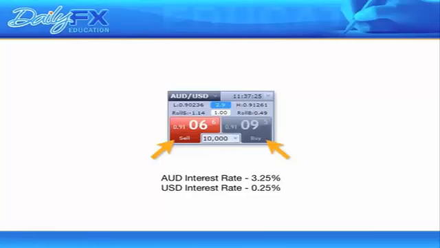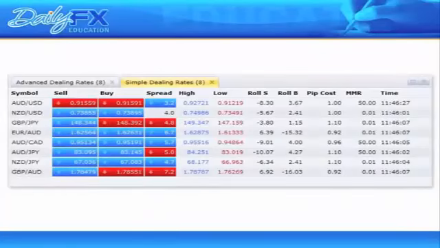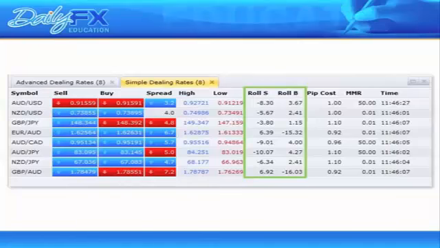In the first video, we introduced the carry trade. We explained that a carry trade was simply a trading strategy where a trader looks to gain not only capital appreciation, but also interest payments or rollover. We made the process of finding a carry trade relatively simple, recommending that traders locate one or two currency pairs whose interest rate differentials were the greatest. To locate these pairs, we recommended that traders scan the roll S and roll B columns of the simple dealing rates window of the platform to find pairs that offered the largest rollover payments.